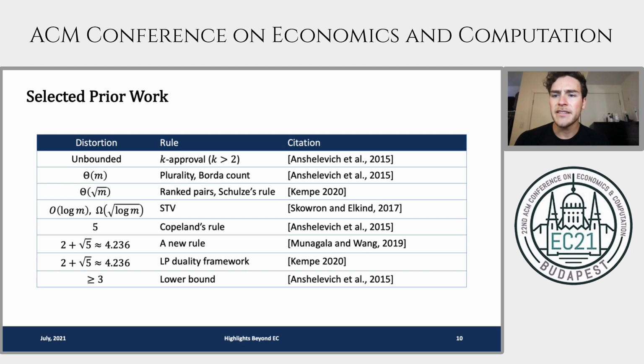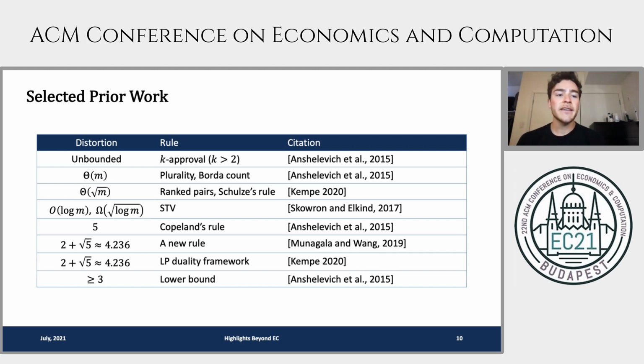What's pretty amazing is that even in this very first paper in 2015, Copeland's rule, which is a classic well-known voting rule, actually was known to achieve constant distortion. And you can think about this, this is pretty amazing. So what this says is that it doesn't matter what the metric space is. It could be whatever crazy metric space you want over the voters and candidates.